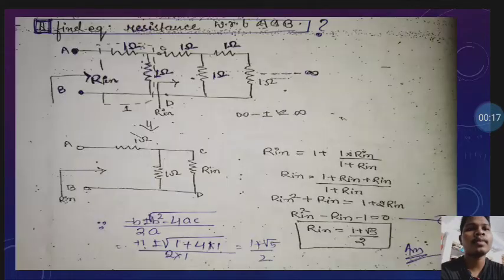Let's start our question. So this is question 1. It is asking to find the equivalent resistance between the points A and B. One figure or network is given here. Here all the resistances are connected in series and parallel manner till infinity. See here, all the resistances are 1 ohm.